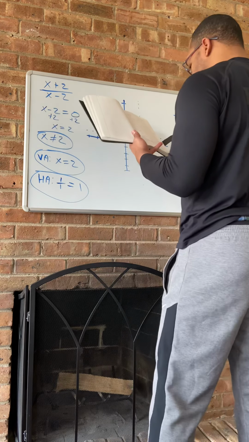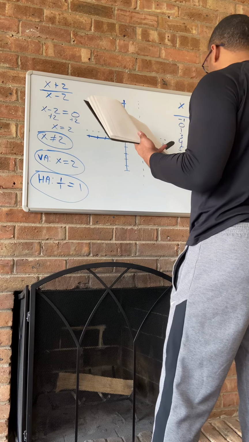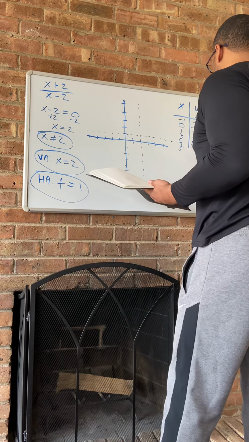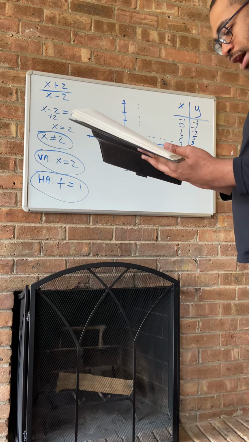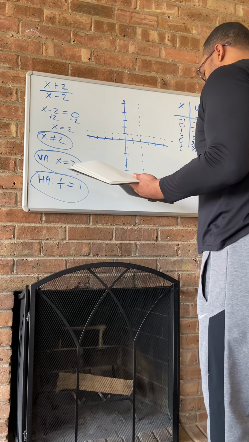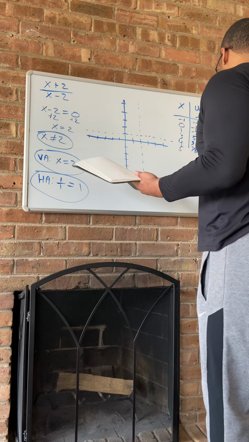The y values for this problem were, for positive 1, you would get negative 3. For positive 3, you would get 5. Positive 4, you would get 3. And for 5, you would get 7 over 3, which is also equal to 2.3.